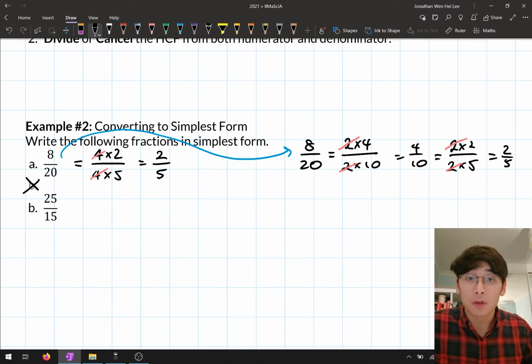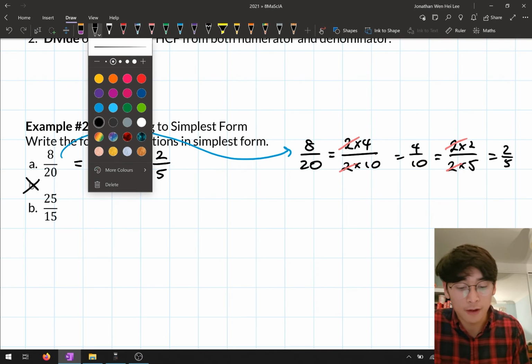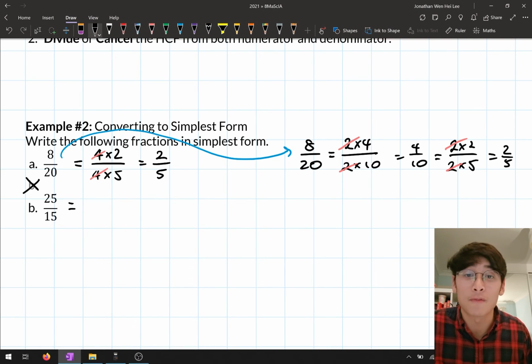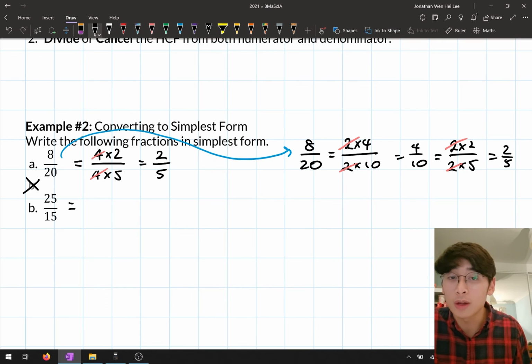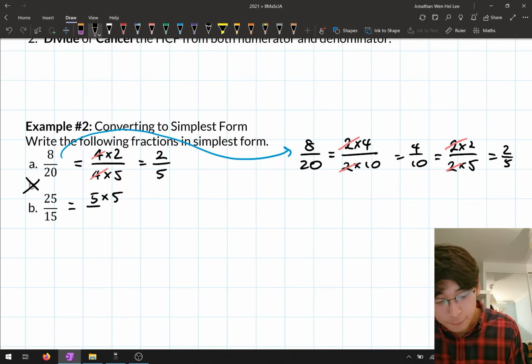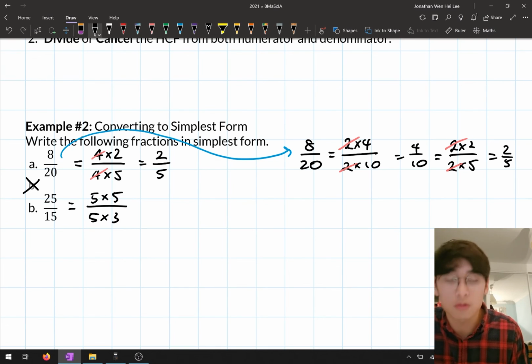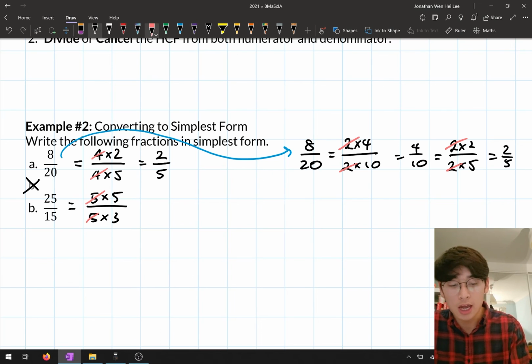Okay, the other one. Here we've got 25 over 15. Now, 25 over 15, we want to find a highest common factor that goes into both of them. If you think about it, both of these numbers are multiples of 5. So here, 25 is just 5 times 5, and 15 is just 5 times 3. And so I can cancel out one of these 5s from both of these terms, and I'm just left with 5 over 3.